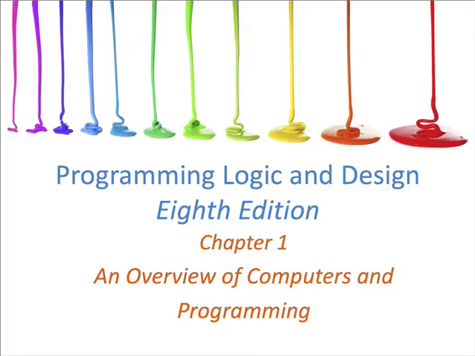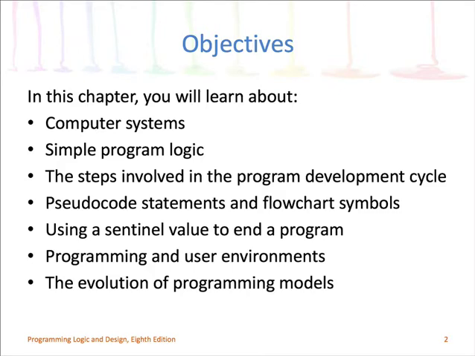This is the first video that goes along with Chapter 1 entitled An Overview of Computers and Programming. The objective of Chapter 1 of your textbook is to review computer systems, talk about program logic, talk about the program development cycle, talk about what pseudocode is and how to write it, talk about flowchart symbols and how to draw flowcharts, use something called a sentinel value to end execution of your program, talk about different programming environments, development environments, user environments for programming, and then talk about the evolution of programming modules over time.